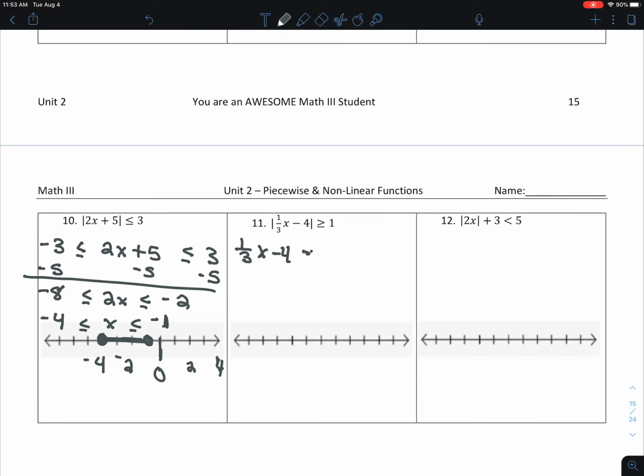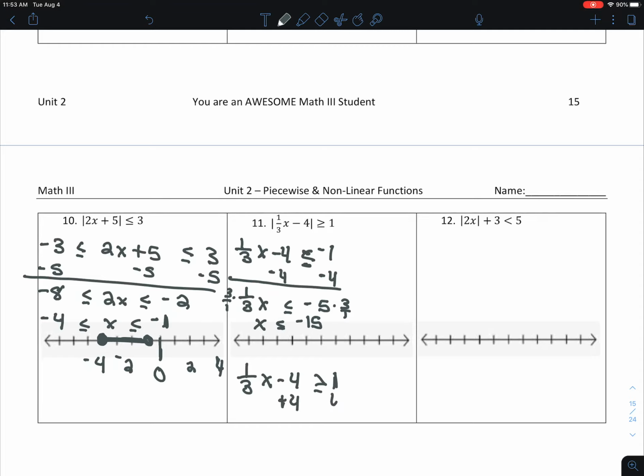Greater than 1, so we're going to have 1/3 x minus 4 is less than or equal to negative 1. And I'll write the other one down here: 1/3 x minus 4 is greater than or equal to 1. So solving this, I'm going to subtract 4 from both sides. I get 1/3 x is less than or equal to negative 5. I have to multiply by the reciprocal, which is 3 over 1. So I get x is less than or equal to negative 15.